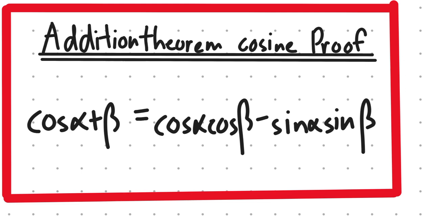In this video, we're going to prove the addition theorem of cosine, which states that the cosine of alpha plus beta, where alpha and beta are angles, or we can just take normal numbers, is equal to cosine alpha cosine beta minus sine alpha sine beta. So in this video, we're going to prove this formula by using exponential functions.